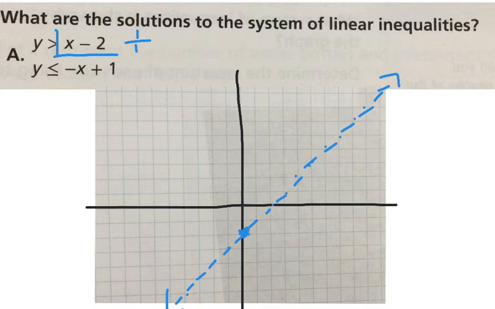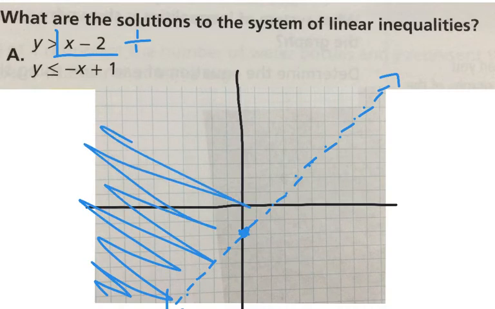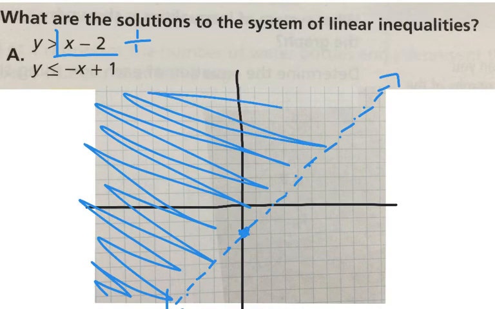And now, which side am I supposed to shade? Okay, this says y's must be greater than the line. So y's are greater than, that means I'm going to be shading above that y-intercept. Again, if you don't know for sure, you can always pick a point and plug it in. All right, but I'm going to be shading all of this area.